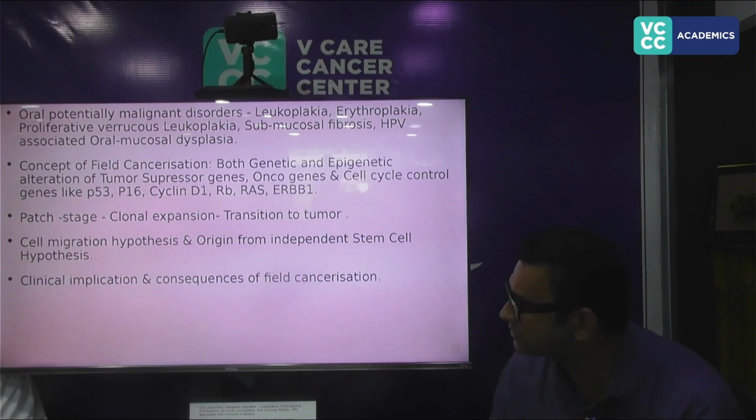the full-blown squamous cancer. The clinical implication is what I already discussed. That's why the chance of a second primary and the chance of recurrence are very high in squamous cancer once it is due to tobacco or any other type of carcinogen.